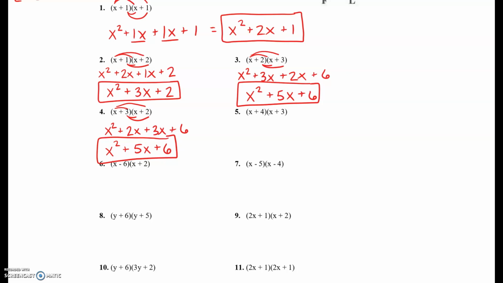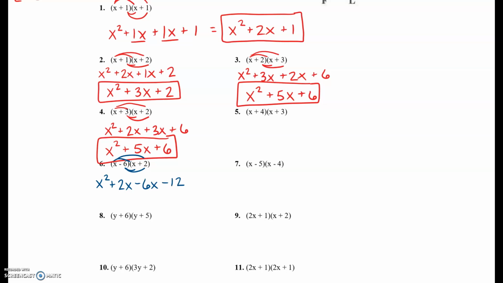Okay, so in number 6, if you notice here, you're continuing with that FOIL method. X times x, the first term's x squared. X times 2 gives us a positive 2x. Now you'll notice in this case you have a negative 6 multiplied by x. That negative has to be a part of that term, so you get negative 6x. And negative 6 times 2 will result in negative 12.